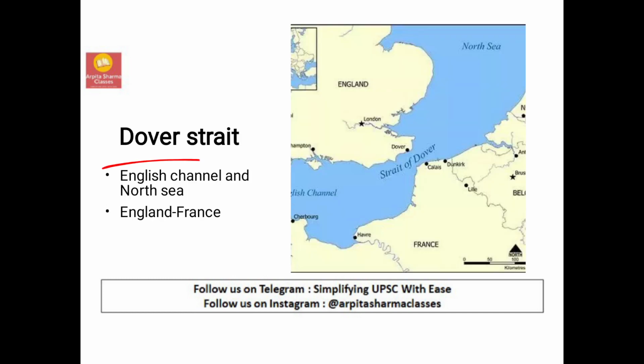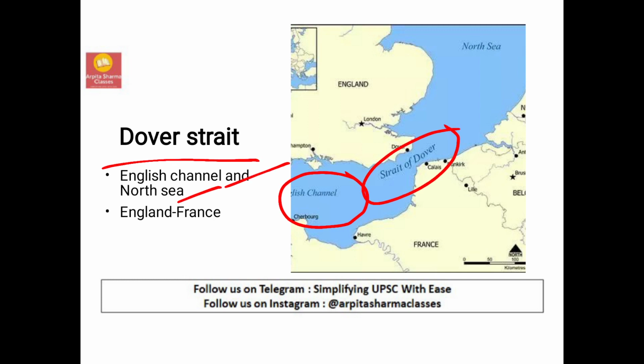Then the Dover Strait. The Dover Strait is present between the North Sea and the English Channel. Usually you see in the news that somebody has crossed the English Channel, because they swim through the English Channel. People who swim through the English Channel usually use this strait, the Strait of Dover. It connects the English Channel with the North Sea, and it is present between two countries, England and France. So this also becomes important.